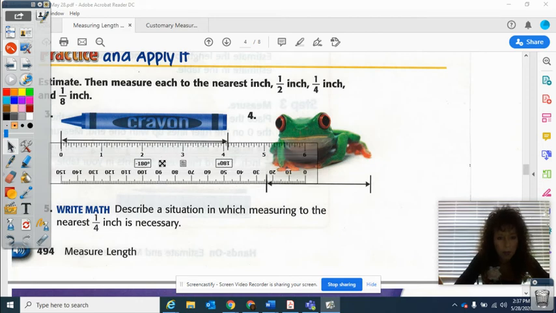So what do you think? To the nearest inch, well, it's a little bit more than 4, but it's less than 5. Is it closest to 4 or closest to 5?